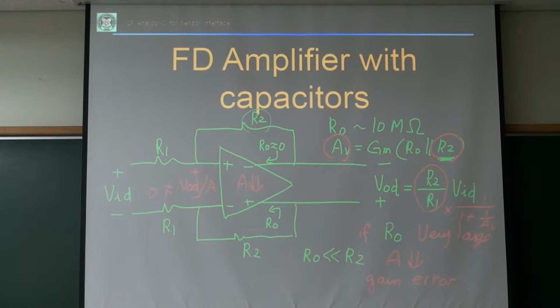So if r_o is pretty large, you say there is some gm, VID, something like that, right? Yeah, r_o is pretty large. However, this current flows through this R2, right? Yeah, my gain will drop, okay? Question? Questions welcome. Any question?